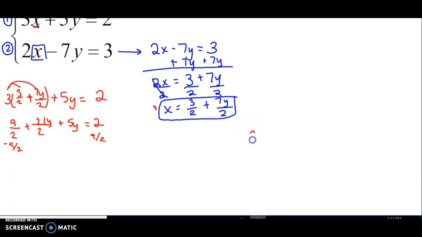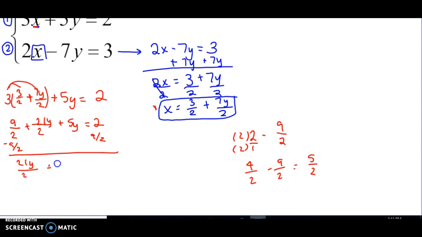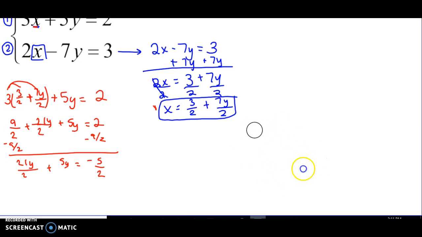So I'll do that over here. We have 2 minus 9 over 2. So make a common denominator by multiplying top and bottom by 2. So we get 4 over 2 minus 9 over 2, which equals negative 5 over 2. So we have 21y over 2 plus 5y equals negative 5 over 2. Now the idea is to get this y by itself.